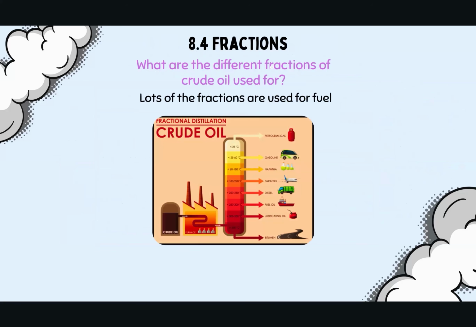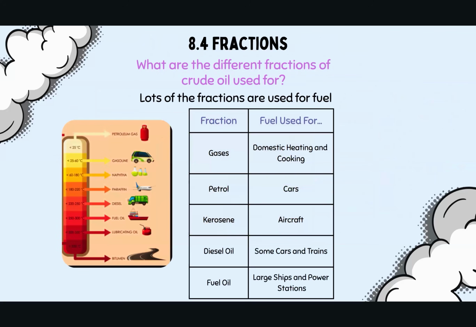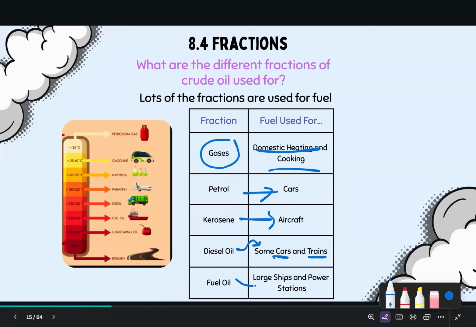So what are the different fractions of crude oil used for? So we use gases for cooking and heating. Petrol's used in cars. Kerosene is used in aircraft. Diesel oil is used in some cars and in trains. Fuel oil is used in large ships and power stations.